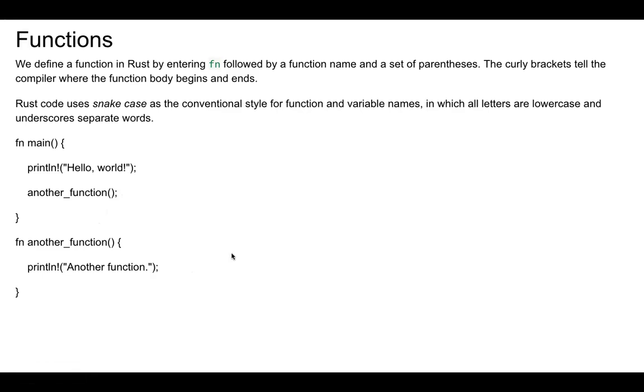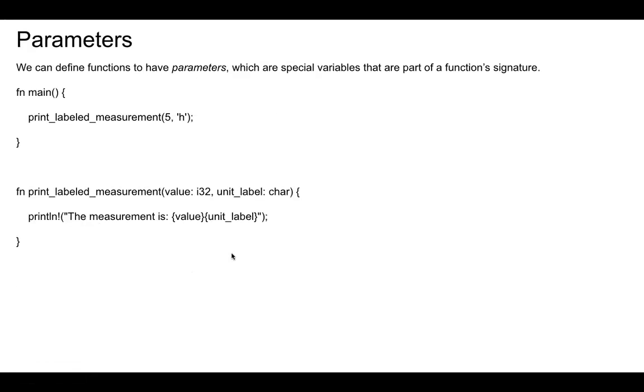Of course, in functions we can have parameters. Parameters are special variables. Say for example, we define it this way: fn, function name, open and close parentheses, the parameter name, and its data type, which means it's an integer of 32 bits. Unit label is a character. And this is nothing but a placeholder, which just prints it. And how do you invoke it? By passing the values here.